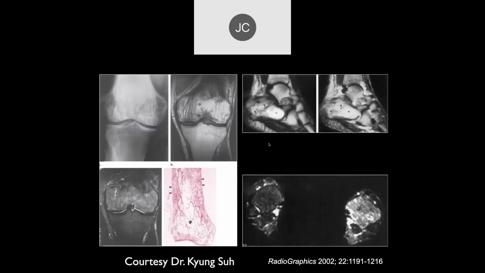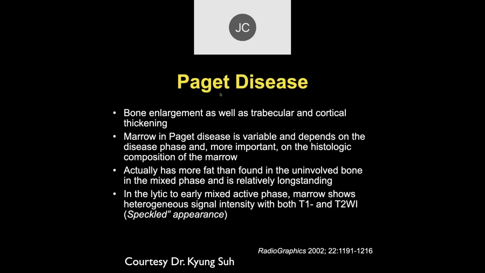These are other cases, same disease, but in the literature. A lot of thickened trabecular bone, a lot of replacement of the normal marrow by fat, and a Paget's disease. Marrow is variable. It depends upon the disease phase. In the early phase, you can have inflammation, and then later the normal marrow is replaced by fat.